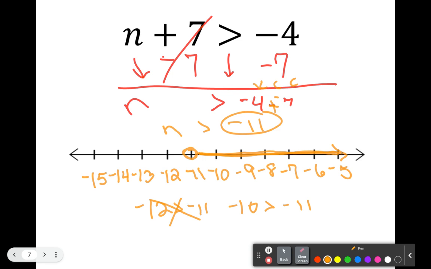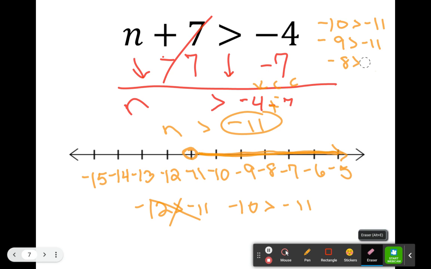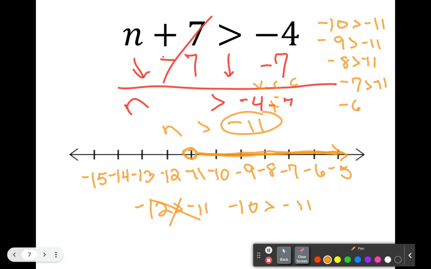Okay. This means that if I plug in -10 for my n, these are all going to be correct. Whatever is greater than -11 can be plugged into this. This is why it said that inequalities have more than one possible answer, and so on and so forth. Okay, now let's look at the next problem.